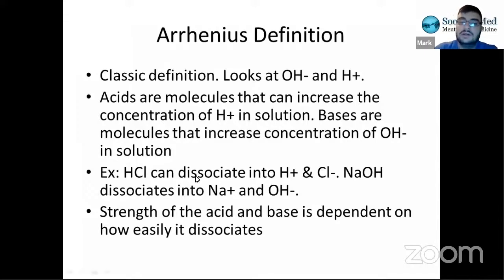By dissociating in a solution, you increase the concentration of H plus because at the start you had no H plus, you just had HCl and say water, and then once it dissociates, you have a lot of H plus. NaOH dissociates into Na plus and OH minus, so again, it increases the concentration of OH minus in the solution. The strength of the acid and base is typically dependent on how easily it dissociates. So for example, HCl dissociates pretty easily, so it's considered a strong acid, whereas something that doesn't dissociate as strongly would be considered a weaker acid or base. Okay, very simple and straightforward.